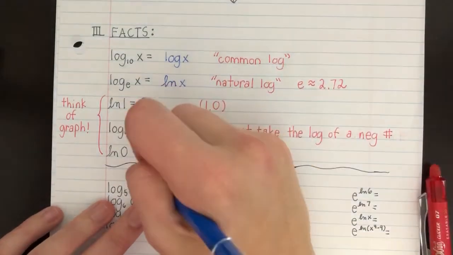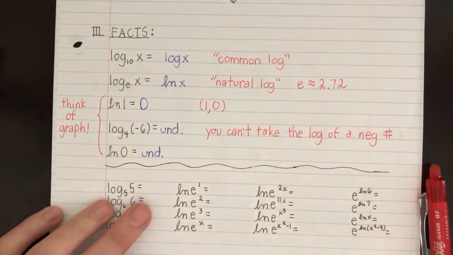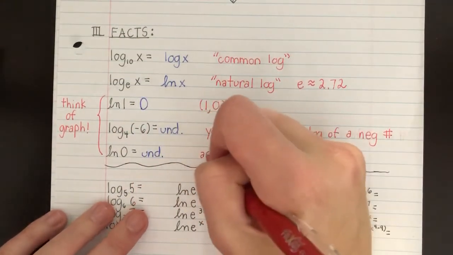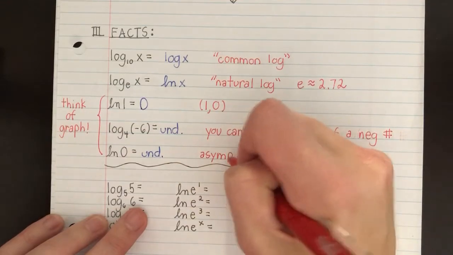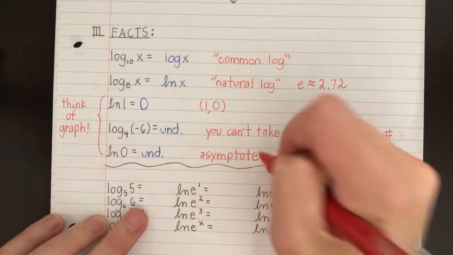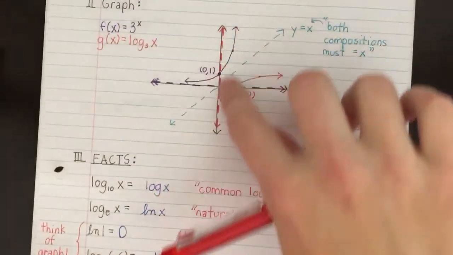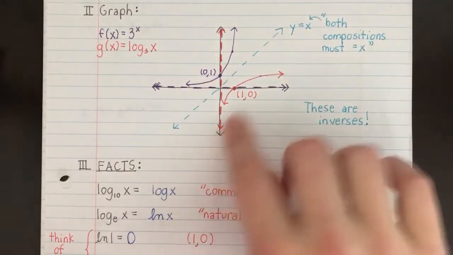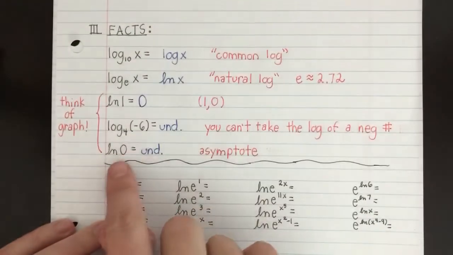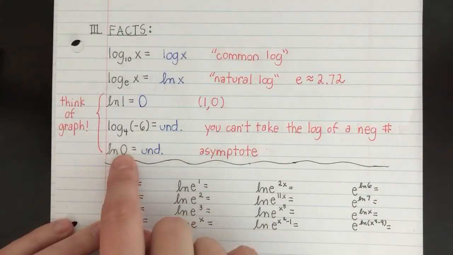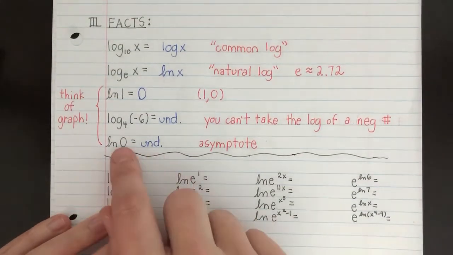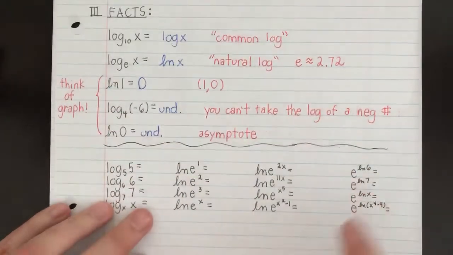This also is undefined. It's not possible. Okay, the asymptote is at x equals 0. So therefore, you cannot have an x value of 0 because of the asymptote there. So you can't have a negative input and you can't have 0 for an input for our logs. Okay, it doesn't matter what the base is.